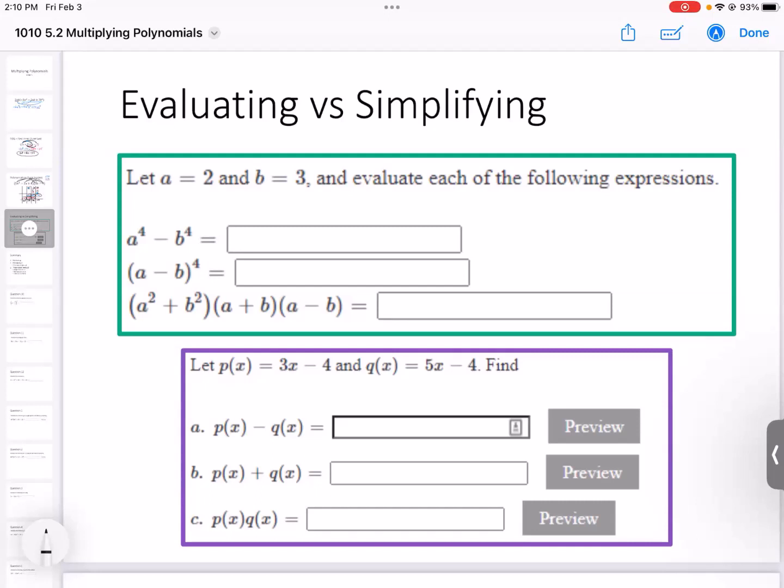So does that make sense, the difference between evaluating versus simplifying? So evaluating, you get a number because you're plugging in numbers. Simplifying, you're just simplifying it until it like doesn't have any parentheses.